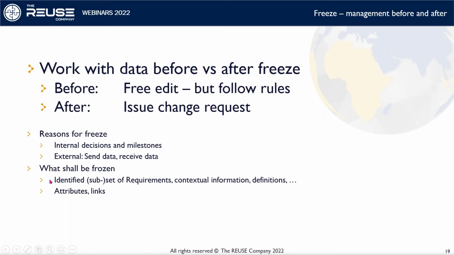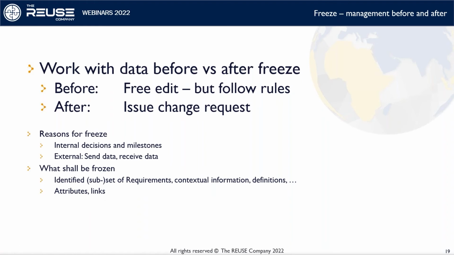And what should be frozen then? Well, of course, requirements, at least identified subsets of requirements. Perhaps not all requirements at one point of time, but also contextual information, giving the background to requirement, definitions defining expressions that requirements are based on should definitely be frozen, and so on. We could also choose to freeze all sorts of attributes and links. I'll get back to this later on, but associated data with the requirement.